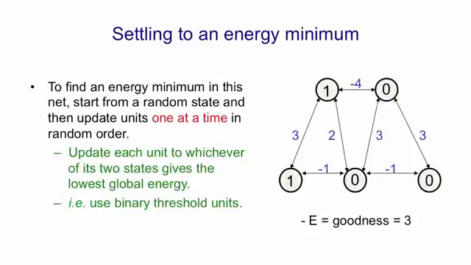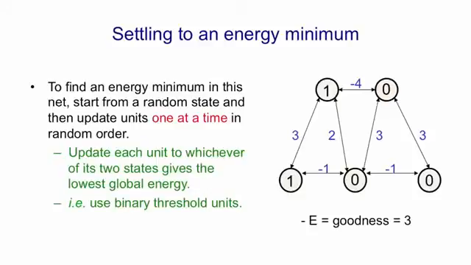Now let's start probing the units. Let's pick a unit at random, like that one, and ask what state should that be in, given the current states of all the other units. So if we look at the total input to that, it gets an input of 1 times -4, plus 0 times 3, plus another 0 times 3. So it gets a total input of -4. That's below 0, so we turn it off, i.e. it stays in the off state.